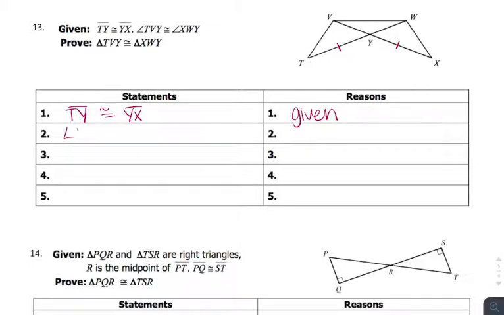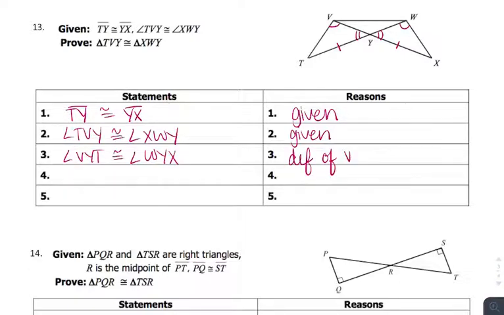And then it says that angle TVY, V is our vertex, is congruent to angle XWY, where W is our vertex, and that is given information. Okay. So in this proof, we actually only need 4 steps. The only other thing that we can prove is our vertical angles right here. So that is angle VYT, again using Y as that vertex, and WYX, and that is our definition of vertical angles.